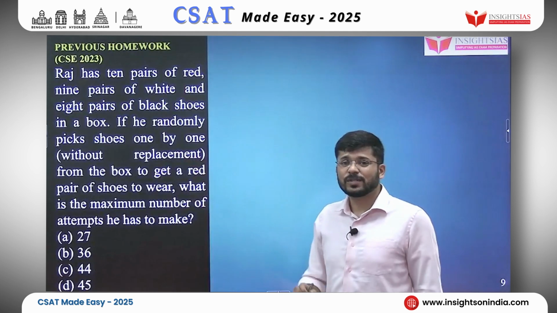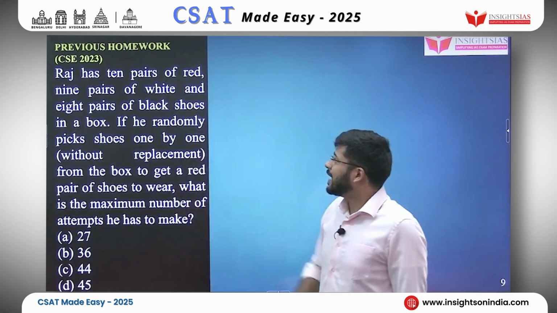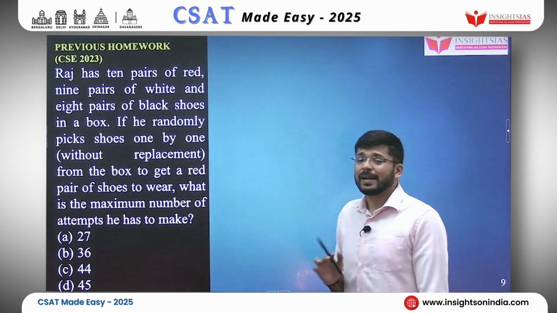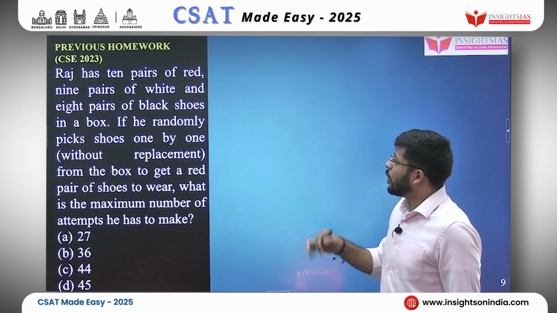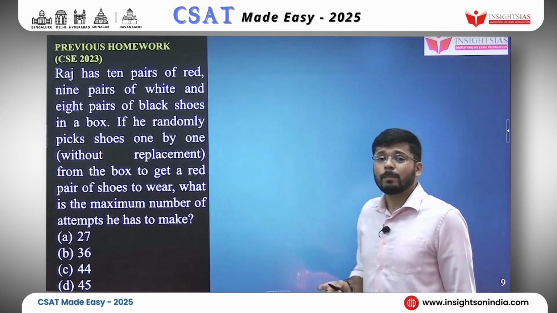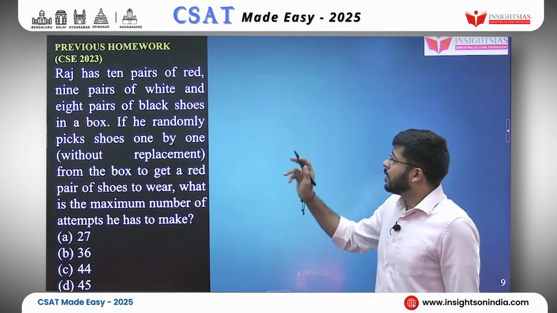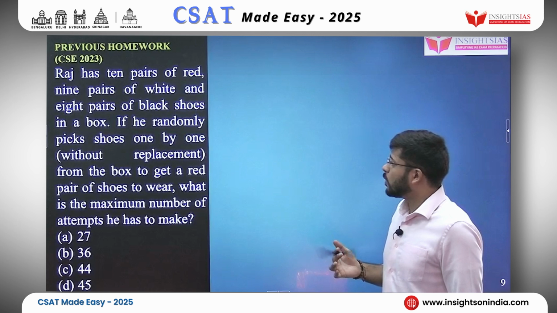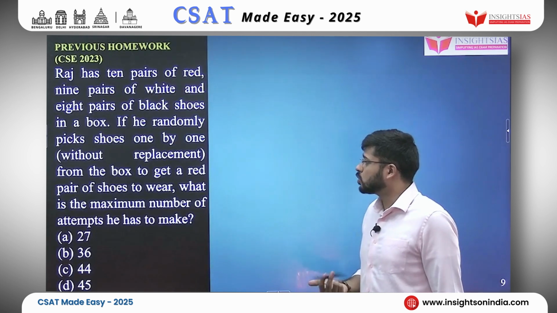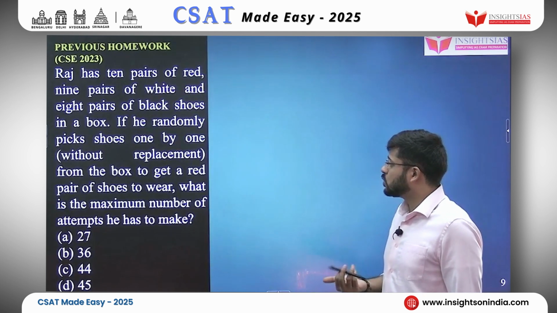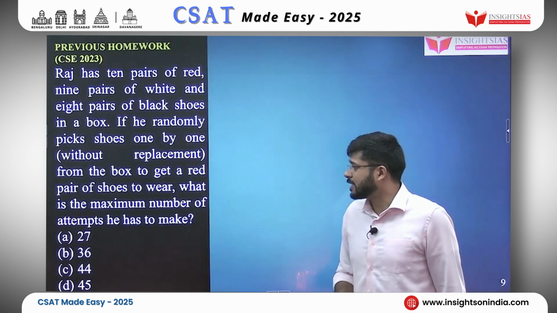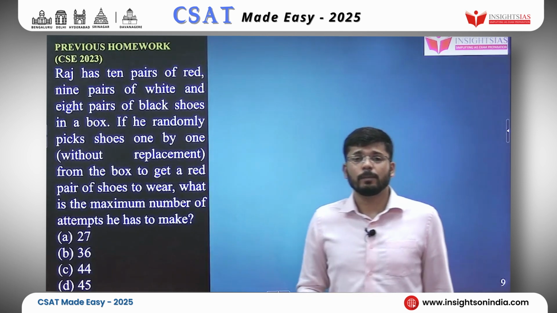This was your homework question of the previous class. Raj has 10 pairs of red, 9 pairs of white and 8 pairs of black shoes in a box. If he randomly picks shoes one by one without replacement from the box to get a red pair of shoes to wear, what is the maximum number of attempts he has to make?